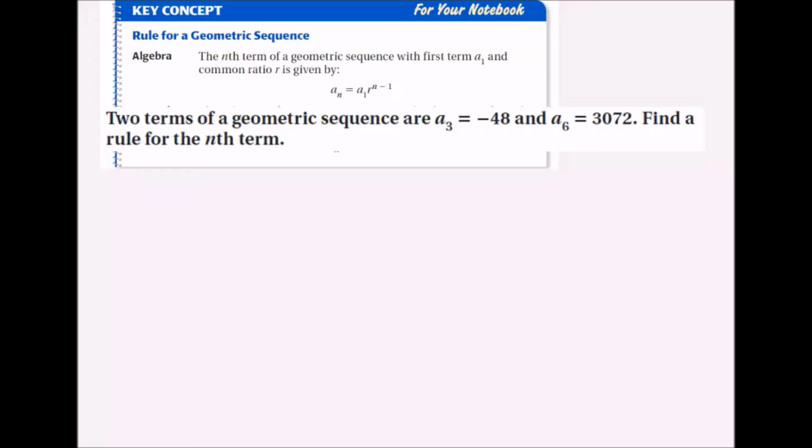Then it says, find a rule for the nth term. So come up with some general equation for that. The first thing is we're going to write two separate equations, a system of equations using this. That means we're going to have a sub 3 equal to a sub 1 times r to the 3 minus 1, and a sub 6 equals a sub 1 times r to the 6 minus 1.